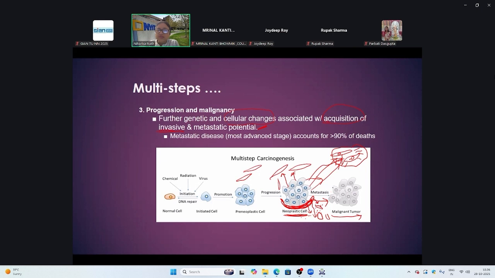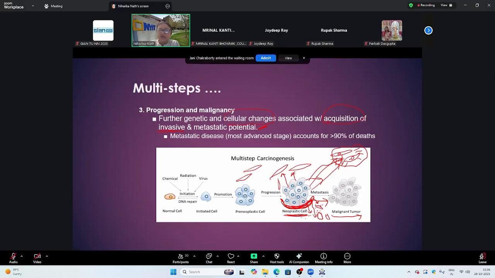Which simply means that the cells are going to now invade other tissues. So they will leave and invade other tissues. And that is what's going to cause the death.